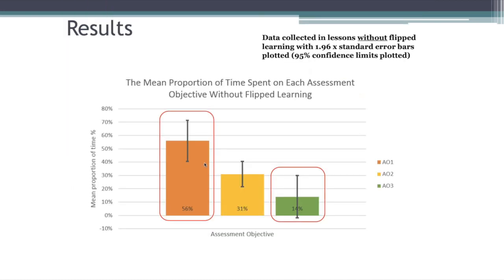So my results that I found were, first of all, when looking at the mean proportion of time for the different assessment objectives, here is the mean proportion of time before I did flipped learning. So my traditional type of lesson. And as I felt, I was correct that most of my lesson time was spent on AO1, which is just giving out information, students writing notes. And there was a significant difference between the time I spent on AO1 compared to AO3, which was more the practical side of things as well.